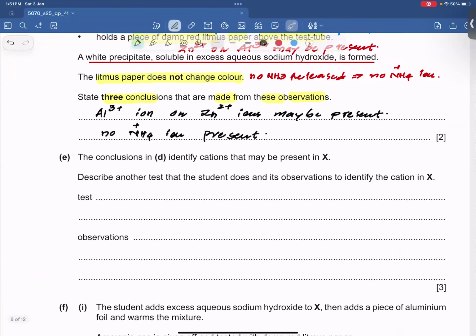The conclusion in D, identify cations that may be present in X. Describe another test that the student does and its observation to identify the cation in X. Since we have only one cation, either it could be aluminum or zinc. In order to confirm this, I'm going to add a few drops of aqueous ammonia and then an excess amount of aqueous ammonia.